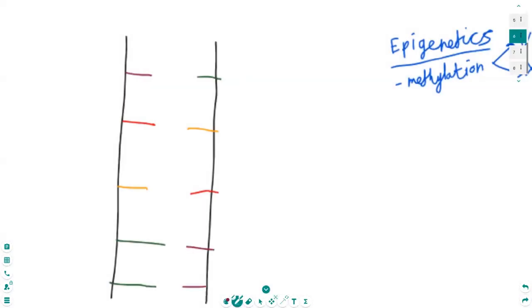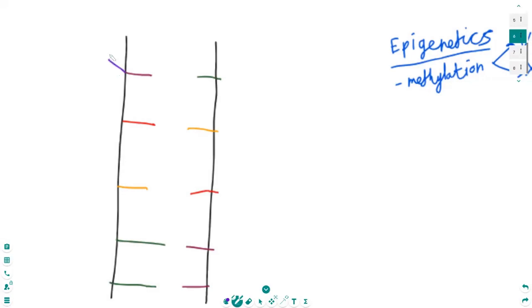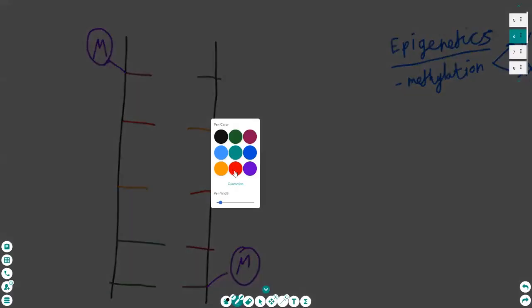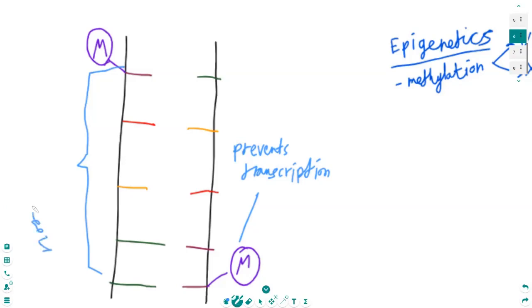Here's one gene. Let's say this is a gene within our DNA molecule. There are these little things called epigenetic markers, called methyl groups. A methyl group can be added here and here, and what these do is prevent transcription. So that means that this gene, from this methyl group to this methyl group, is not actively transcribed.